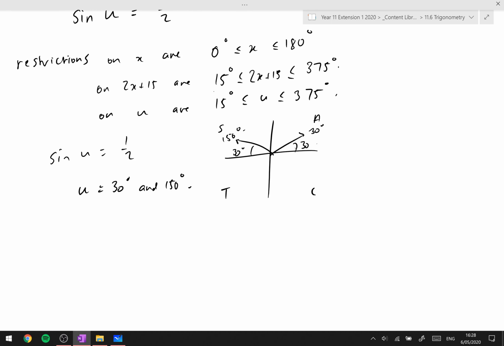Now, getting our x value back. So this is when sine of u is equal to a half, but we want when sine of 2x plus 15 is equal to a half, okay? So this is the one we're actually trying to find. To do so, basically we just need to do the opposite of what we did to get there in the first place. So we added 15 and divided by 2. So let me write this.